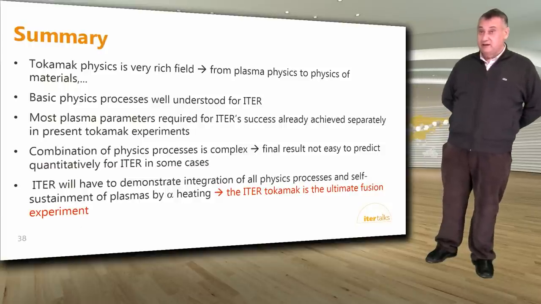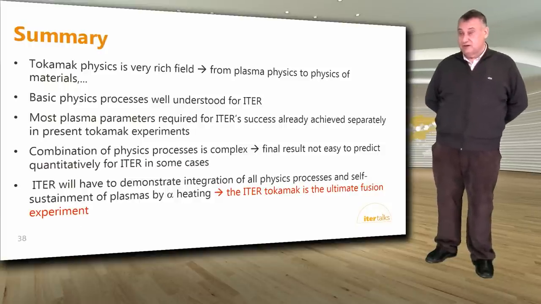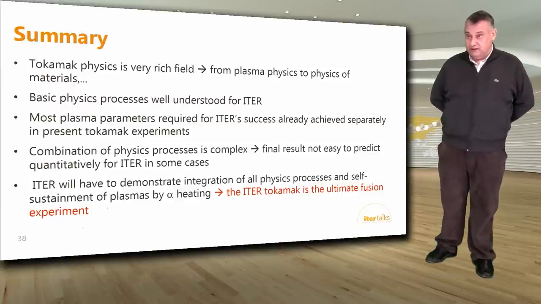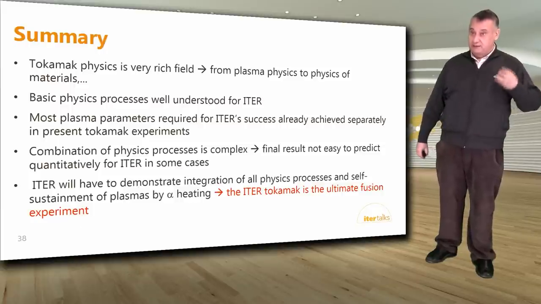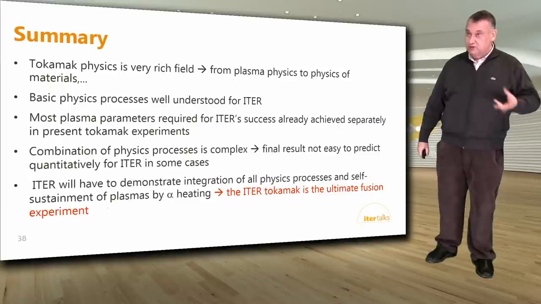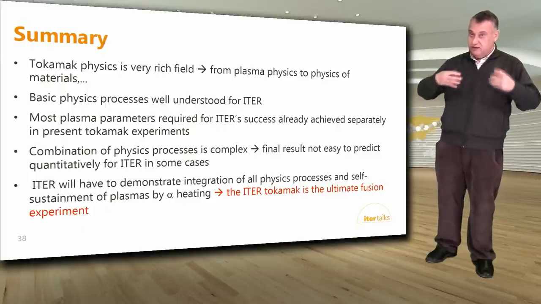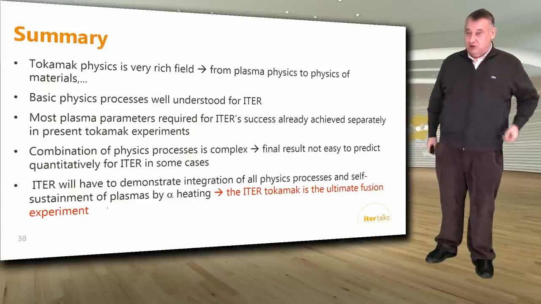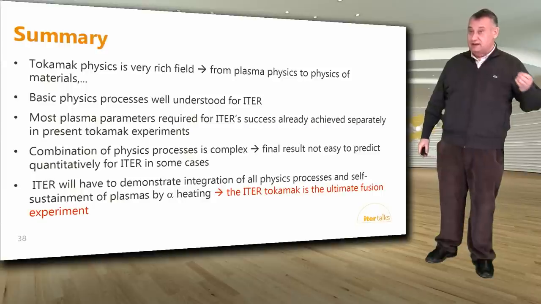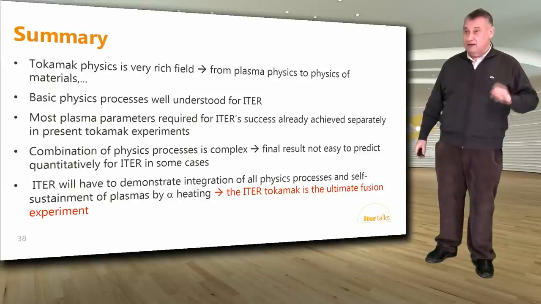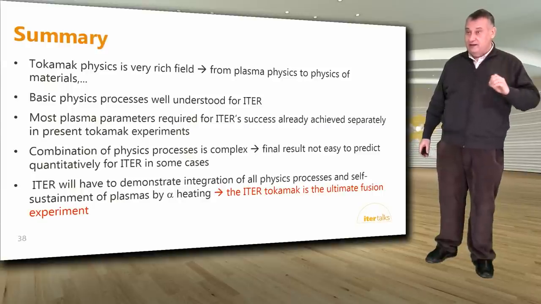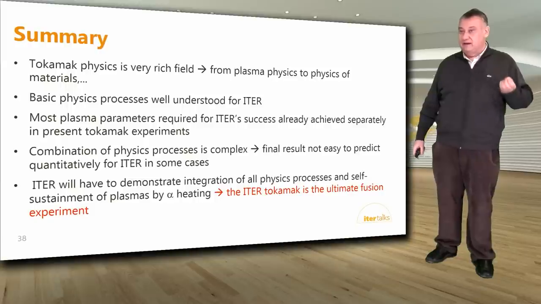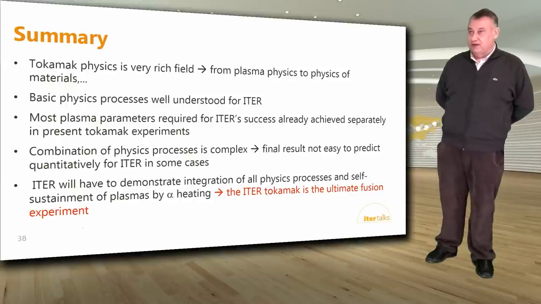What we have to do in ITER is to combine all the physics processes. And this is actually very difficult to predict. That is why we have to build ITER and demonstrate it. We can do calculations, but because the interactions are very complicated, it is very difficult to predict the result accurately enough. So the ITER mission is to demonstrate that all the physics that we understand today can be integrated in a way that allows a plasma to self-sustain by producing alpha heating and net fusion power. And in this sense, the ITER tokamak is the ultimate fusion experiment. Thank you very much for your attention.